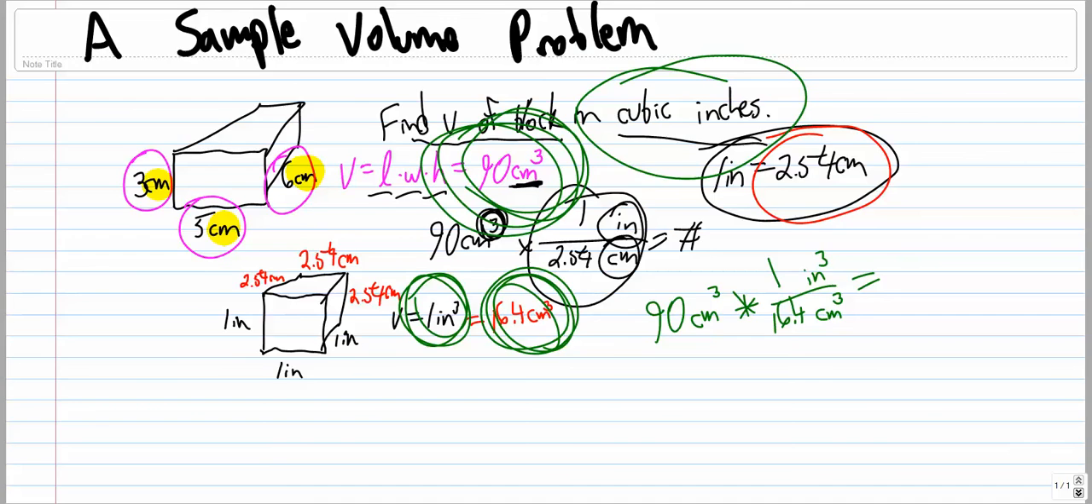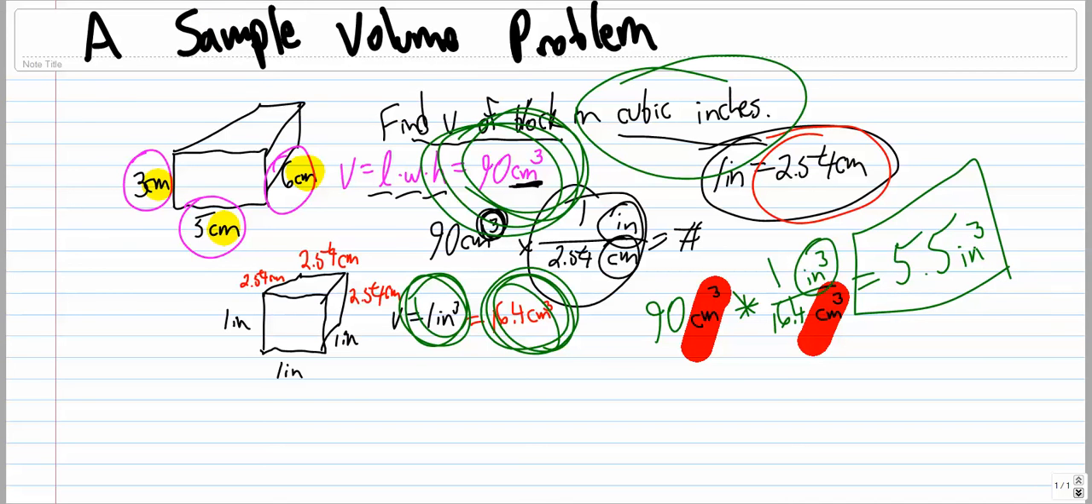So we get 5.5 what? Well, let's see what cancels here. Cubic centimeters and cubic centimeters cancel, so what we're left with is cubic inches. So this problem, you might argue, takes a few steps. You've got to do a few things, but none of them are beyond reach. Every one of these steps is doable. So that's how you do a volume conversion problem on this quiz.